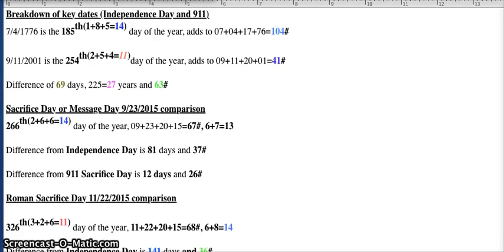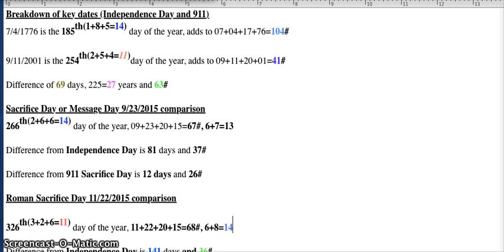Hi, I would like to dissect 923 and 1122 to show you why I believe that 1122 is the date for the second 9/11. And we can start off with the breakdown of key dates.